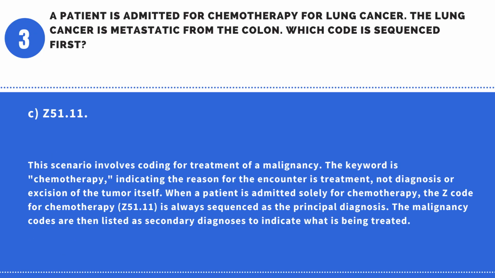Answer, C. Z51.11. This scenario involves coding for treatment of a malignancy. The keyword is chemotherapy, indicating the reason for the encounter is treatment, not diagnosis or excision of the tumor itself. When a patient is admitted solely for chemotherapy, the Z code for chemotherapy, Z51.11, is always sequenced as the principal diagnosis. The malignancy codes are then listed as secondary diagnoses to indicate what is being treated.